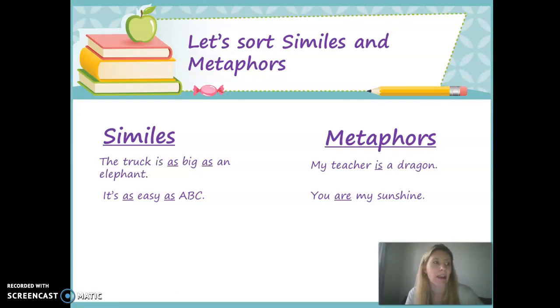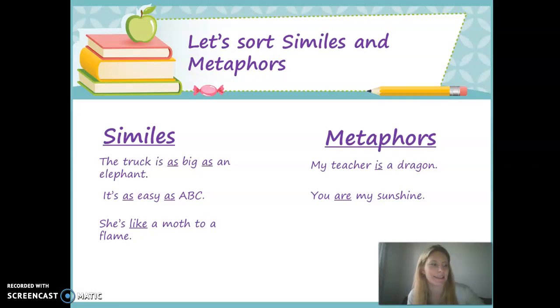She's like a moth to a flame. Listen to that again. She's like a moth to a flame. Is that a simile or metaphor? Correct. A simile. She's like a moth to a flame. Notice the word like has been underlined.